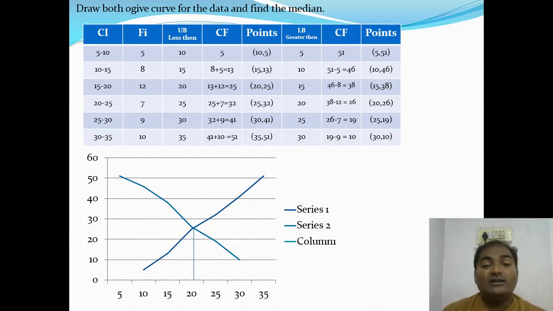Both the graphs are the less than ogive curve and the greater than ogive curve. For the less than ogive curve, we use the upper boundaries. For the greater than ogive curve, we use the lower boundaries and their corresponding frequencies, and draw the graph. Wherever they meet, we draw a perpendicular from that point onto the x-axis. That point on the x-axis is called the median of the given class. In this way, we are going to find the median.